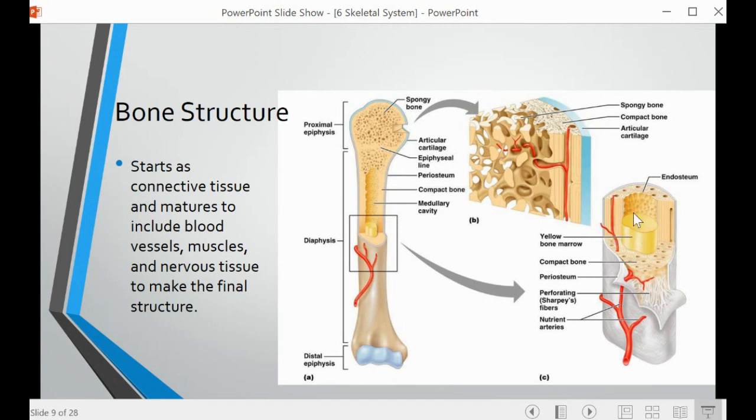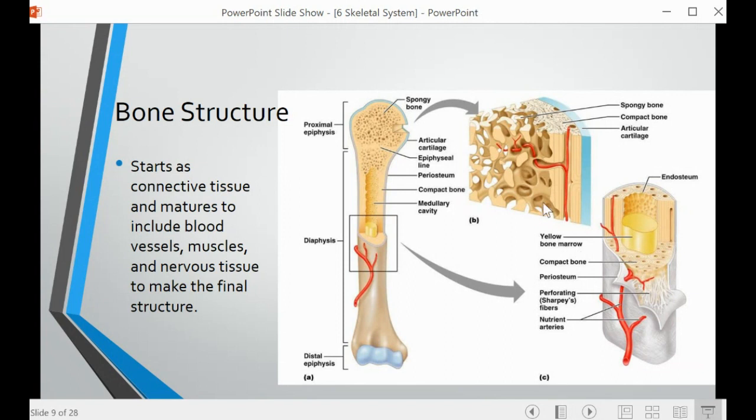So what we can see here is that in the center of the diaphysis, we have this yellow bone marrow, right? And that's where we're going to store some minerals, but also fat. Okay? Here is compact bone surrounding it. And then we have our periosteum. Peri means around, osteum means bone. So it's this covering that covers over all around the bone.